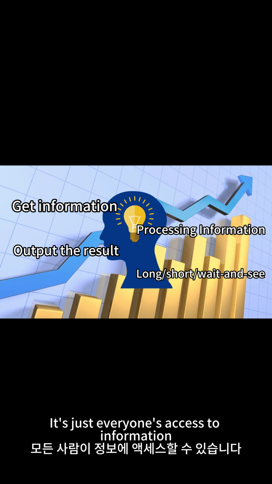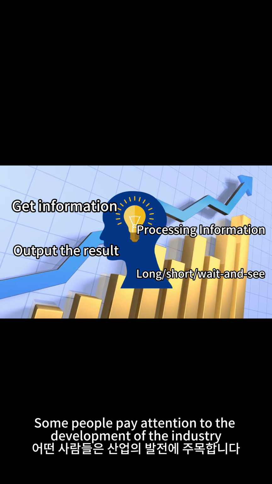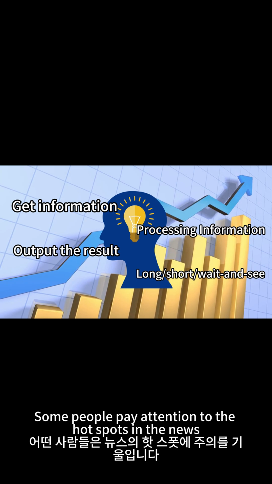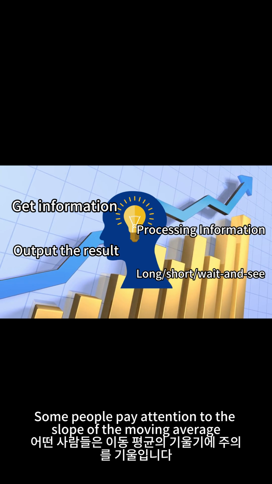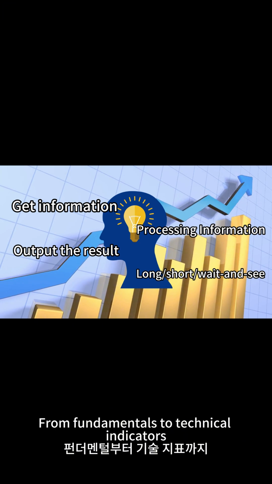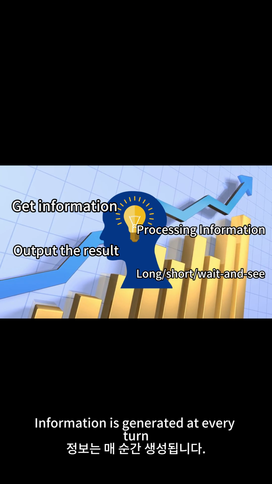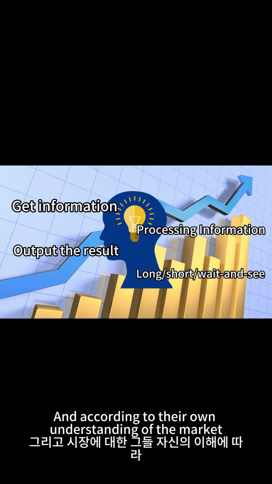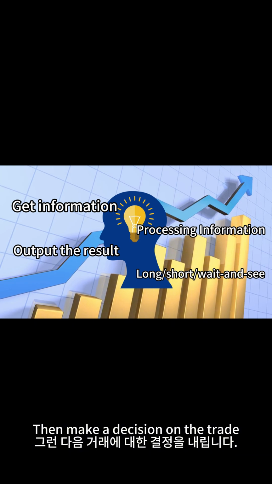It's just that everyone's access to information is different, and the information of concern is different. Some people pay attention to the development of the industry. Some people are concerned about the company's performance. Some people pay attention to the hot spots in the news. Some people pay attention to the MACD indicator. Some people pay attention to the slope of the moving average. From fundamentals to technical indicators, the whole chain generates information at every turn. Then different traders, according to their own understanding of the market, obtain and process information from this chain, and then make a decision on the trade.